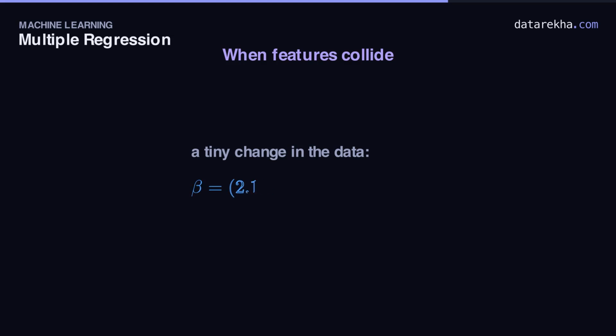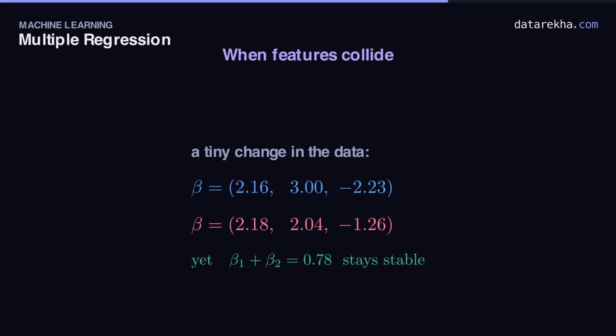Watch it in real numbers. Nudge the data by a hair, and beta 1 lurches from 3 down to 2, while beta 2 swings the other way. The individual coefficients are unstable and untrustworthy, even though their sum barely moves. That sum is all the ridge really constrains.